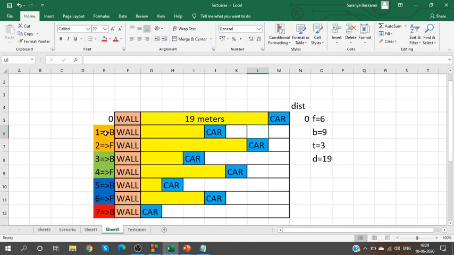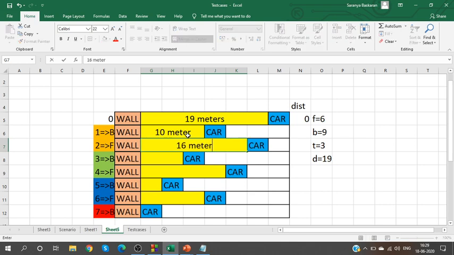First, I'll move in backward direction by 9 meters. So, distance will be 10 meters. Right? Then I'll move in forward direction by 6 meters. So, 16 meters. Okay, what is the distance covered? Backward 9 meters, forward 6 meters. So, total 15 meters. Okay, from here, again I'll move backward by 9 meters. So, 16 minus 9 will be 7. Yes, 16 minus 9 is 7. So, 7 meters distance.